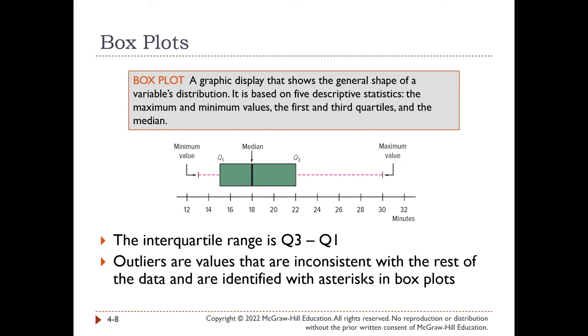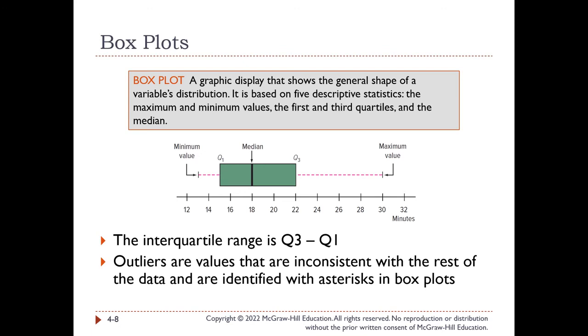It all works out. Now we got the box plot. Yes, I love the box plot. It's a good range kind of thing going on, and you can see why it's called the box plot. It's a graph display that shows the general shape of a variable's distribution. It is based on 5 descriptive statistics. First off, the maximum and minimum values, the first and third quartiles, and the median.